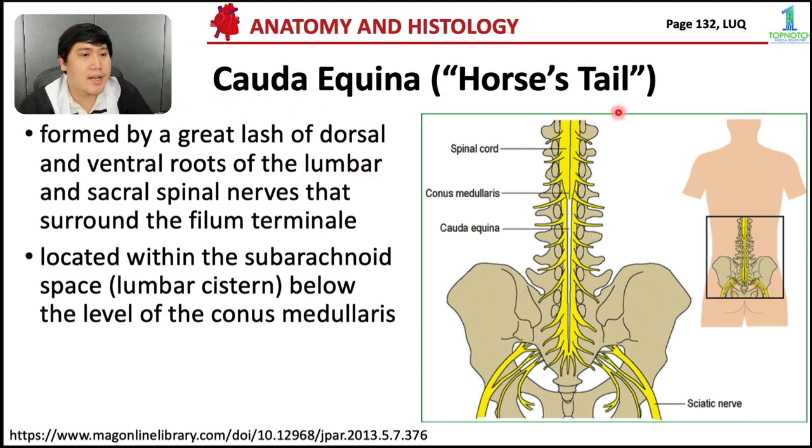You also have a cauda equina, which appears like a horse tail. Now, remember, your spinal cord ends at the level of L1, between L1 and L2. So what happens to the spinal nerves after this level? They will still continue to traverse and exit to their corresponding foramina, and they form to appear like a horse tail, which is your cauda equina.